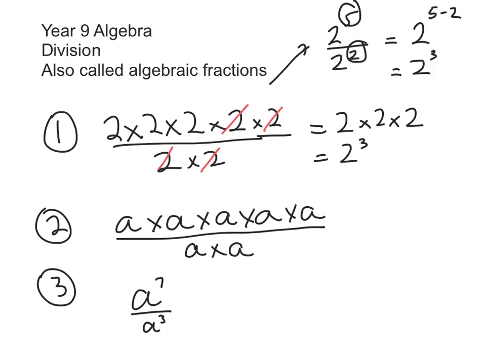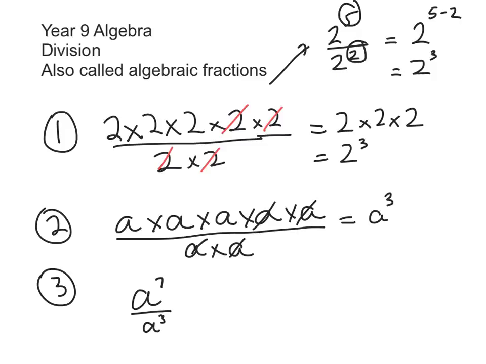So things work exactly the same with algebra. If we look at this number 2 example, I've got a times a times a times a times a. And then down here, what have I got here? Well, I've got a times a, so that's a squared. So I'm going to simplify by dividing by a times a. So let's do that. And we're left with a cubed.